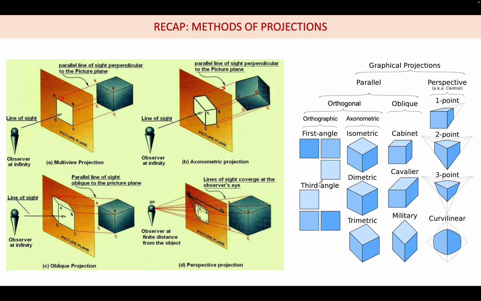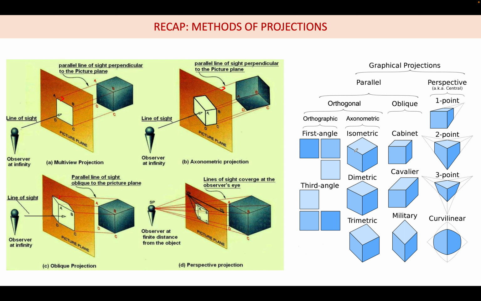So orthographic, as we have learnt earlier, we have many different types. So the main broad two types are the first angle projection and third angle projection. So these two are widely used in engineering drawing. In axonometric projection we have many other classifications. The main are isometric, dimetric and trimetric.